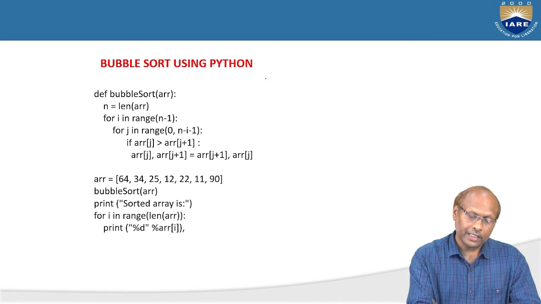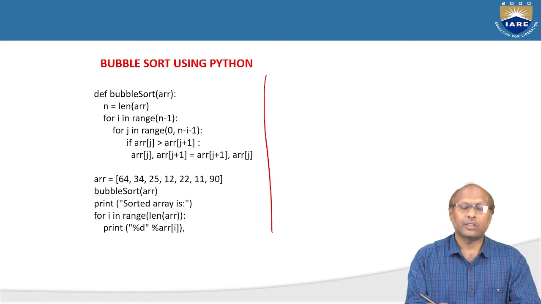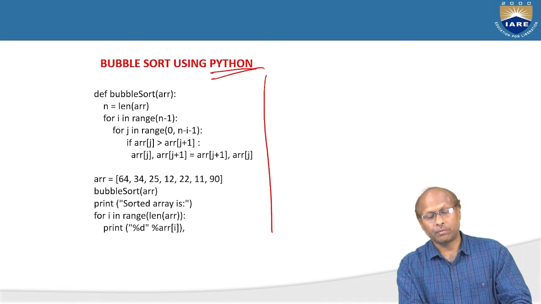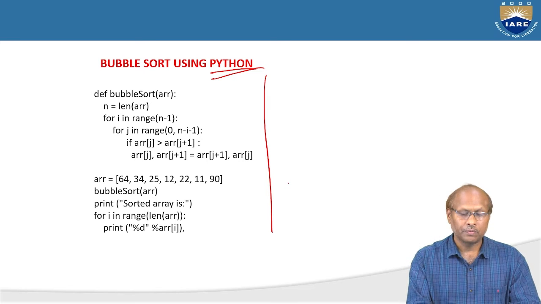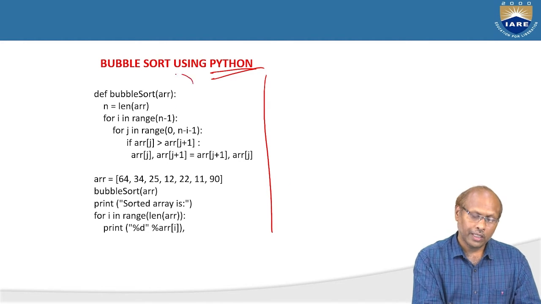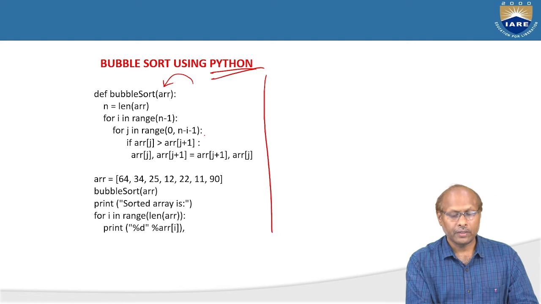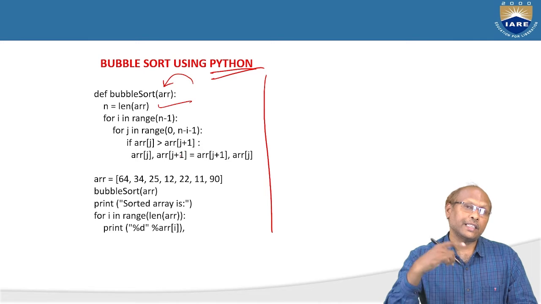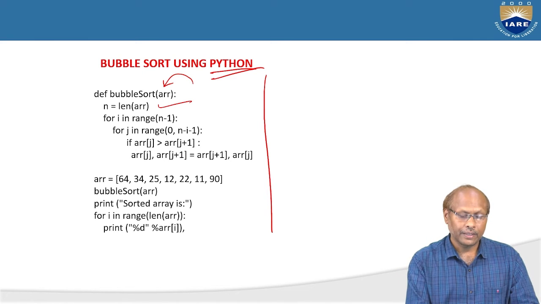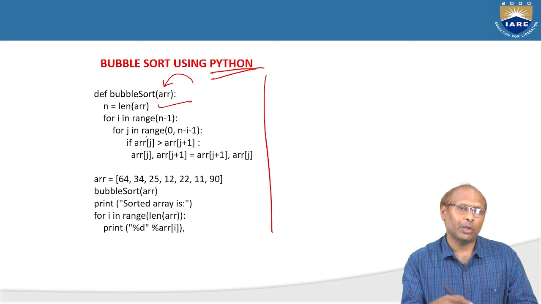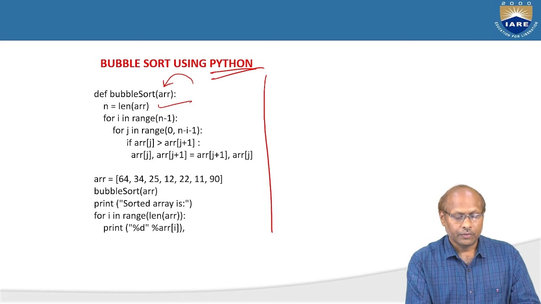Now you can write a bubble sort program using Python. When you want to write a bubble sort program using Python, what do you have to pass? You can write a small function called bubble sort, and you can pass the array as a parameter. First you find the length of the array. The length of the array says how many times you have to iterate. So if length is 5, you iterate 5 minus 1, that is 4 times. The outer loop will repeat 4 times.